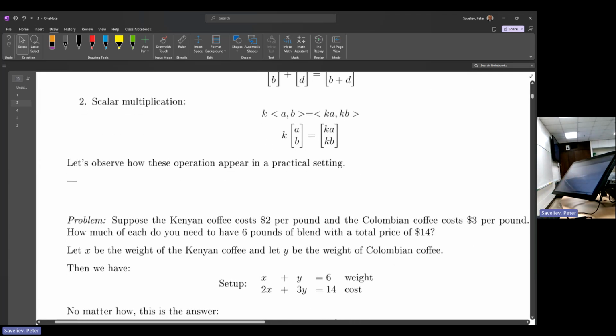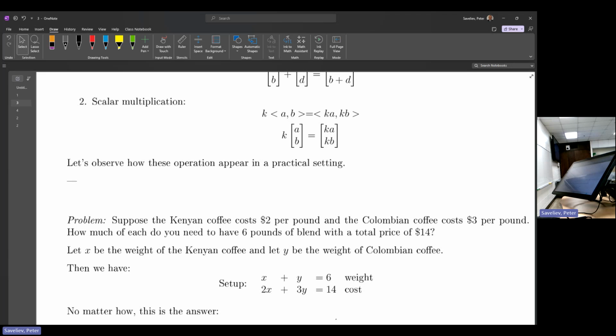Okay, so that's what a linear algebra problem typically looks like. It's about mixtures. So we have two types of coffee, and one costs $2 per pound, and the other one $3 per pound. And now the question is, how do we produce a blend that is 6 pounds of weight and $14 total cost?